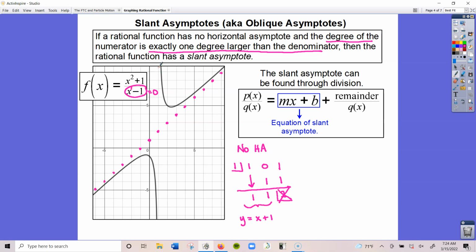Once you have your slant, and here's my vertical asymptote at x is equal to 1, you can see how the graph sits in what I call the pockets of the slant and the vertical asymptote. So now let's try that out with a problem.